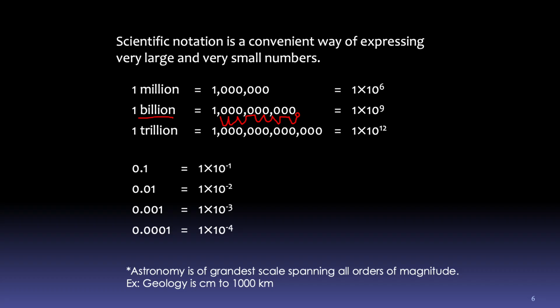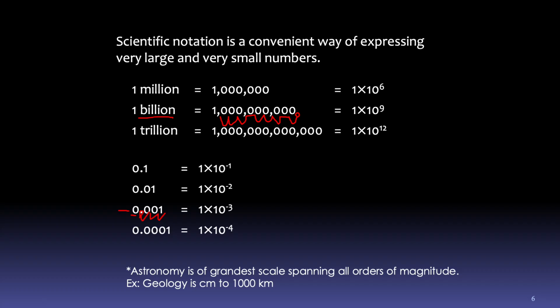Same thing, similar, for numbers smaller than 1. Let's look at this number right here, 0.001. You start out with the decimal place, and then you move 1, 2, 3 to the right of 1. And so you write it as 1 times 10 to the minus 3.